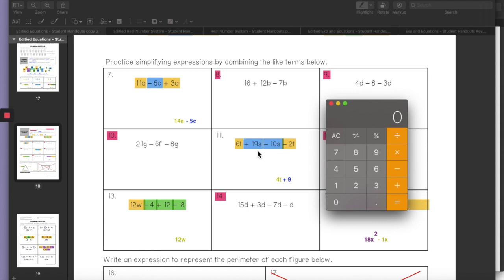And for the other blue highlights here, they have different variables. It's different than t. They are s's. So I have 19 s's and negative 10 s's. You can just do 19 take away 10, which is fine. You're still going to get 9. But if you wanted to do it the other way, you could take negative 10 and combine it with 19, and you're still going to get a positive 9.